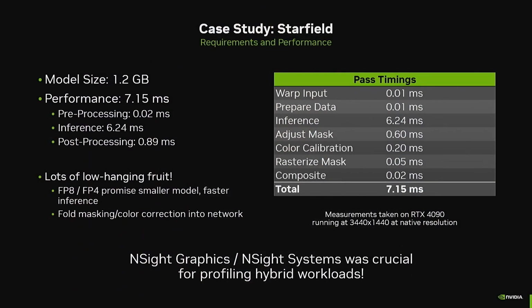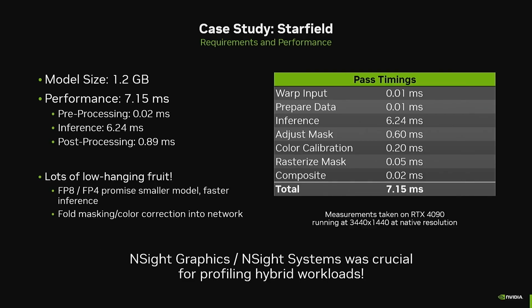As Damien showed earlier, right now the model size per character is pretty large. It's 1.2 gigabytes. That's all the weights that need to be loaded. Performance, so for the pre-processing pass, it's almost nothing, a few fractions of a millisecond. Inference on a 4090 was about 6.25 milliseconds, which is pretty substantial, but for something where you're doing a close headshot, it's not the end of the world. We thought it was pretty viable.